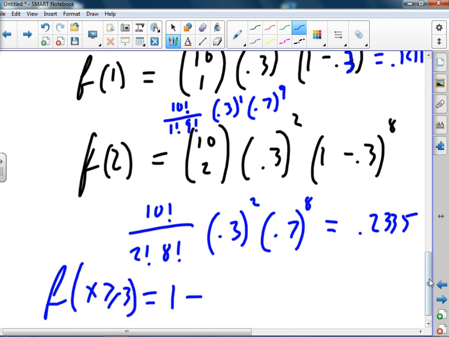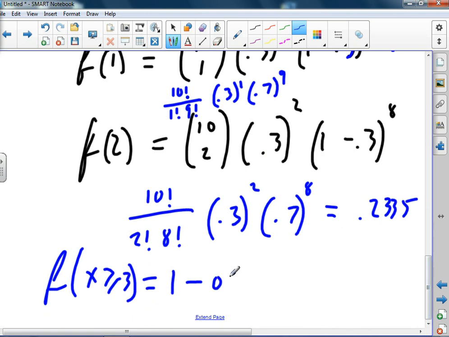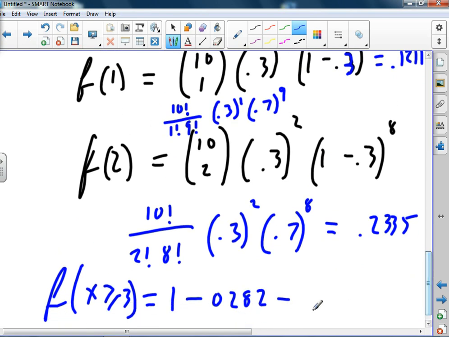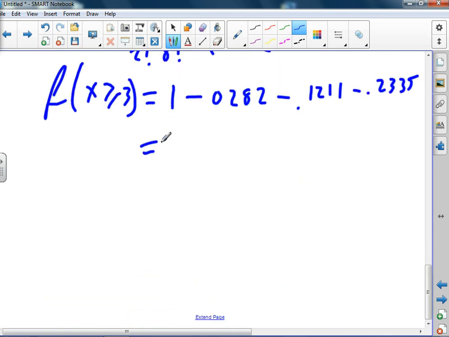Okay, so the probability of more than 3, 1 minus 0.0282 minus 0.1211 minus 0.2335. And now we're ready for a final answer, 0.6712. Don't you also need that F of 3?